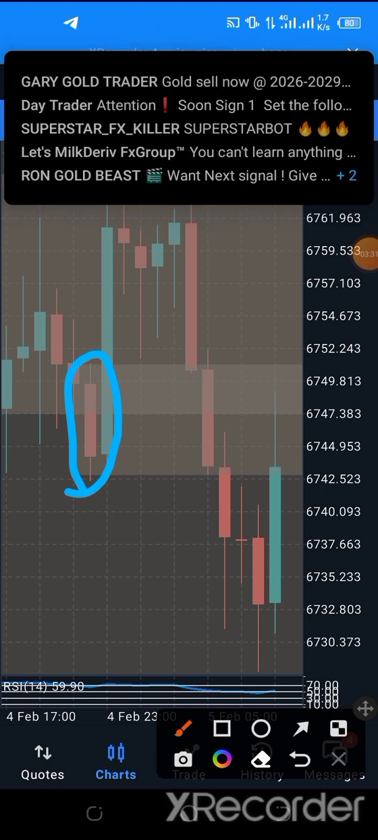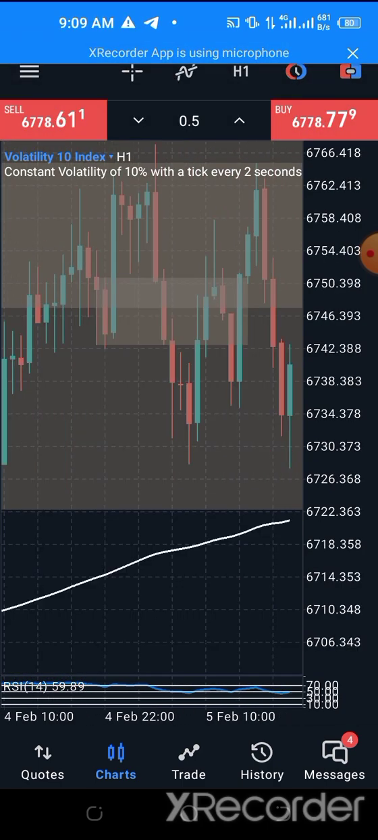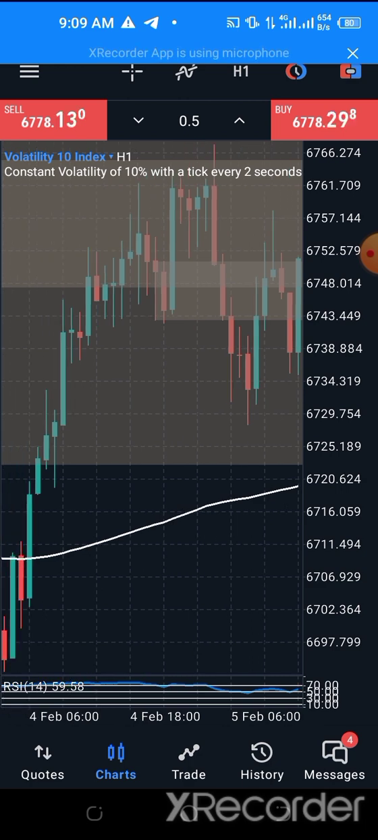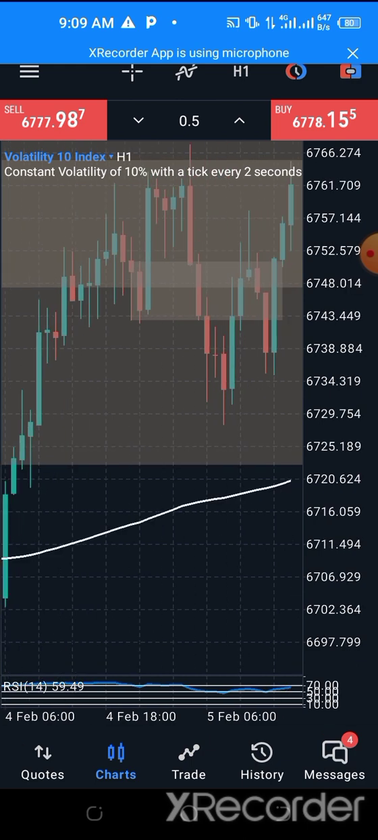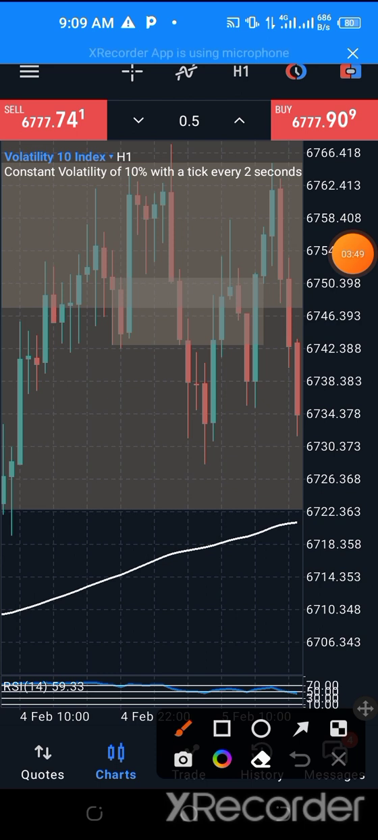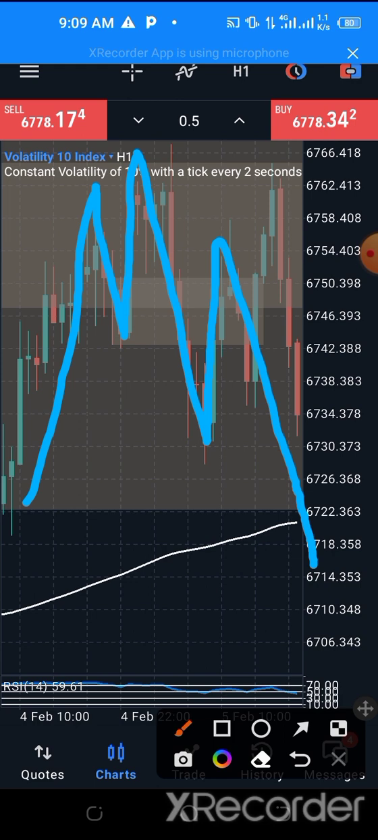Because the pattern that I am expecting to see here is this. As the market goes like this, comes like this, goes like this, comes like this, then it goes this way and then comes down. This is what I'm expecting to see. And how did I see that?